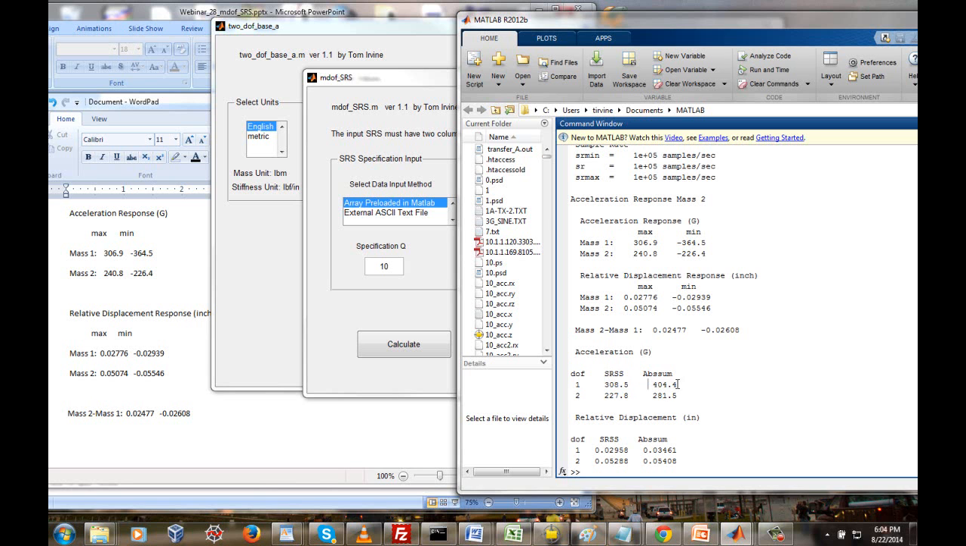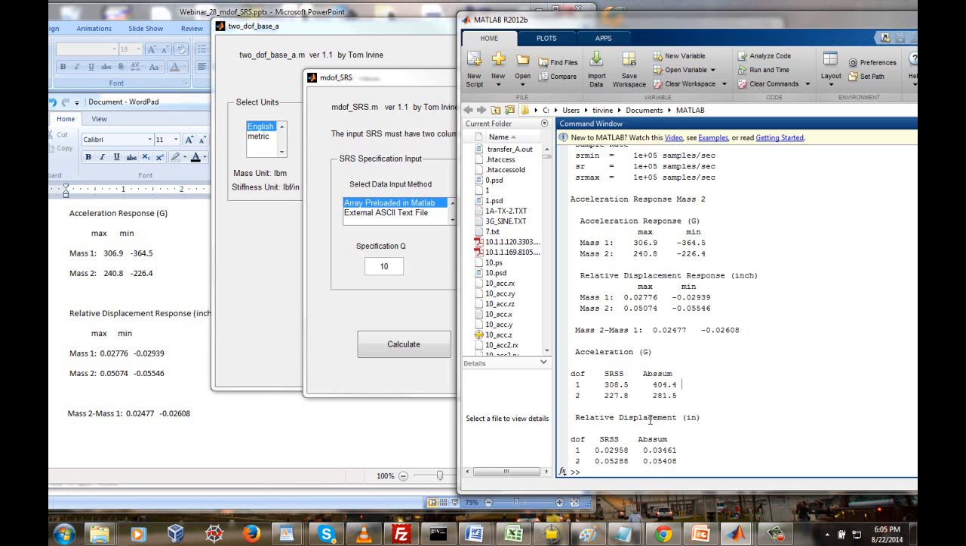Then we have the absum method. Now the absum method, again, assumes that the peaks for each of the two modes happen simultaneously, and that applies to both of the degrees of freedom. So the absum should really be regarded as the upper limit. And then, not shock response spectrum, it's the square root of the sum of the squares method. You can see for degree of freedom 1, it's about 25% less, and then there's also a difference between going from absum to SRSS. Not a 25% drop, I don't think, but you can figure out the percent drop yourself. Okay, so there is some spread there between the two methods.